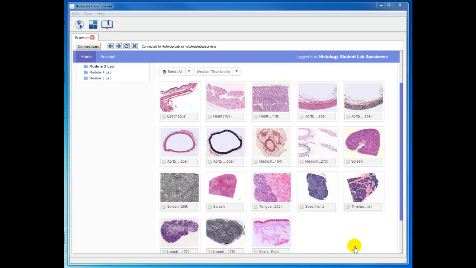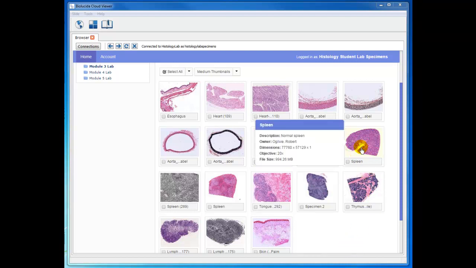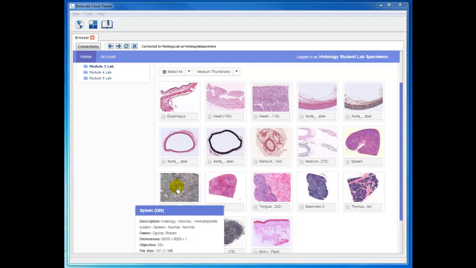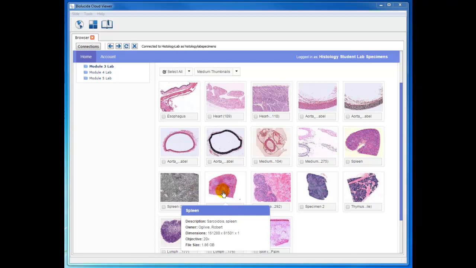This video will give you a tour of the spleen stained with H&E and the spleen stained with a silver stain to highlight the reticular fiber network in the spleen, and then a spleen with sarcoidosis, a collection of granulomas where inflammatory cells form nodules, but this particular spleen has good features of normal also.